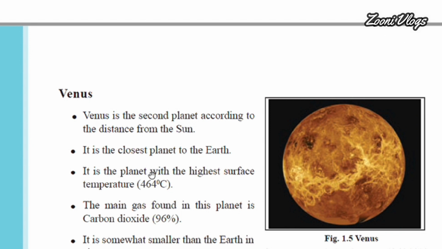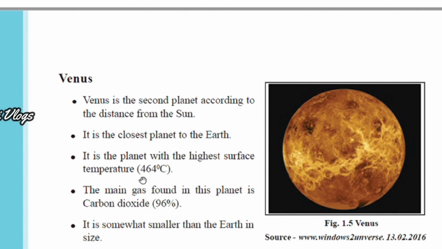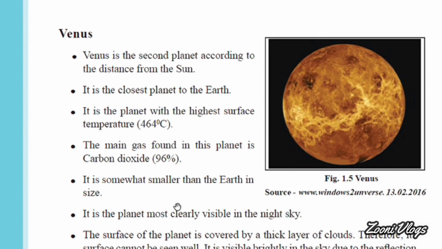It is the planet with the highest surface temperature of 464 Celsius. So what can you say about the temperature? Very high, right? The main gas found in this planet is carbon dioxide. What's the percentage? 96% of carbon dioxide.